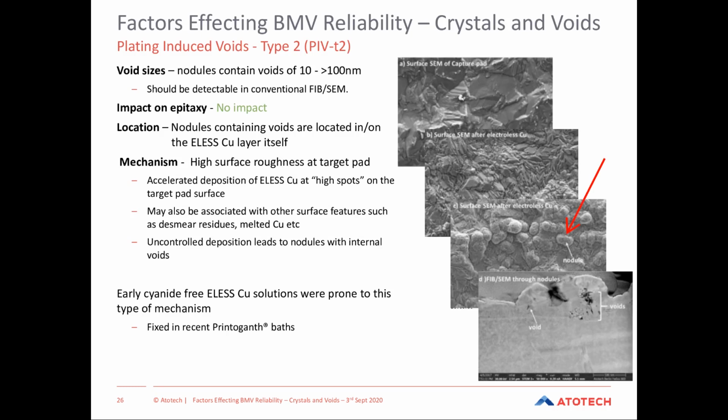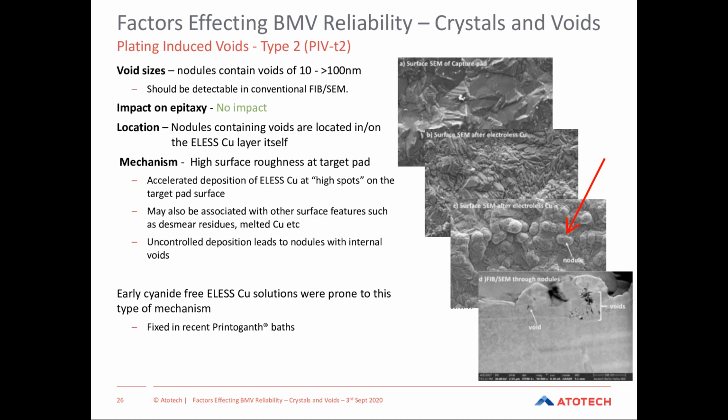We start seeing a buildup of nodules on target pads. And because it's an uncontrolled deposition, those nodules quite often contain voids. So this is more of a physical relationship from the target pad leading to an electrochemical deposition within the electroless system as well. Again, the early cyanide-free baths were more prone to this. Again, it was corrected within the more recent baths. But it's something that we have to seriously consider.